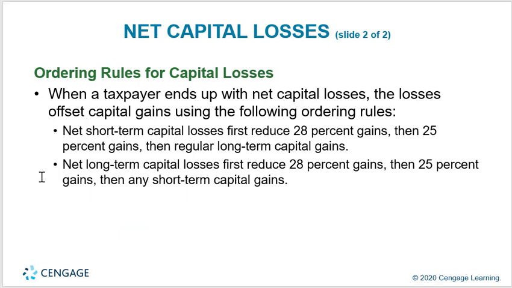Ordering rules for capital losses. When a taxpayer ends up with a net capital loss, the losses offset capital gains using the following ordering rules. Net short-term capital losses first reduce 28% gains, then 25% gains, then regular long-term capital gains. Net long-term capital losses first reduce 28% gains, then 25% gains, then any short-term capital gains.